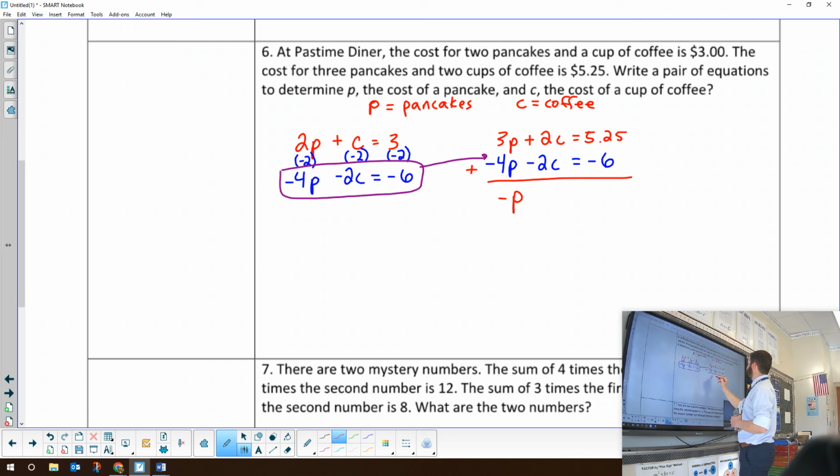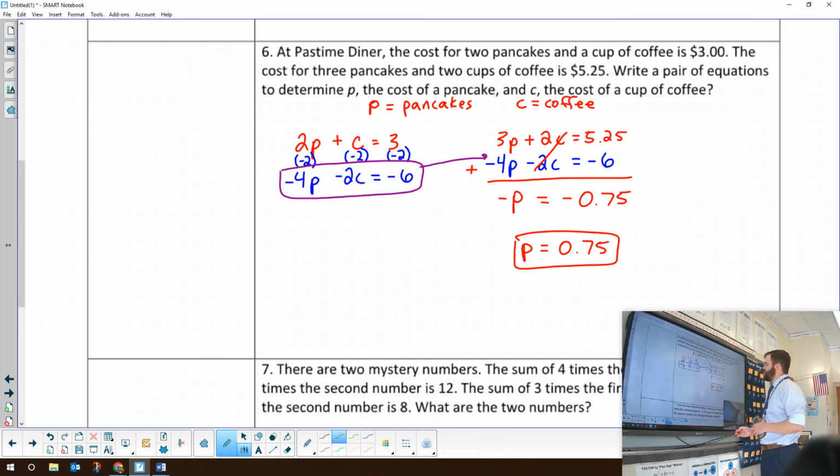We're going to get negative p. These cancel, equals negative 1.25. No, sorry, negative 0.75. Okay. Then divide both sides by negative 1, and I end up with p equals 0.75. So each pancake is 75 cents. So what does that mean for my cups of coffee? Well, let's see here. Let's go back to my original equation.